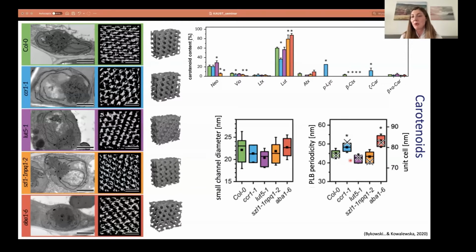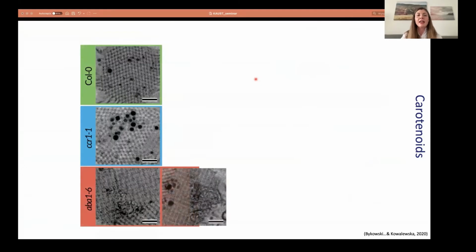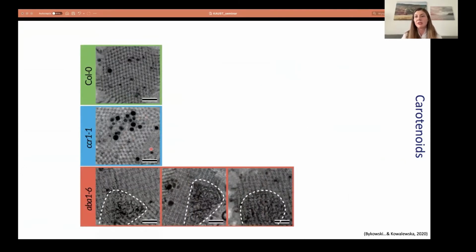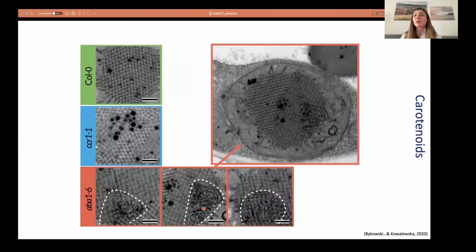And also we saw that most of the changes in the periodicity of the membrane, the size of the unit cell, are in the CCR11 mutant, which has a lowered level of lutein and over-accumulates prolycopene and zeta-carotene, and also in the ABA16 mutant, which over-accumulates lutein and also has a lack of neoxanthin and violaxanthin. And although the larger size of the unit cell in the CCR11 mutant didn't have any particular effect on the periodic structure, in the ABA16 mutant, we observed local disturbances in the periodic structure, which suggests a stabilizing role of beta-xanthophylls in the formation of the periodic structure of the PLB.